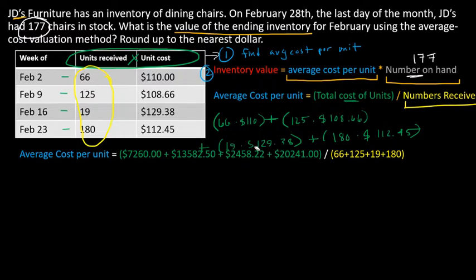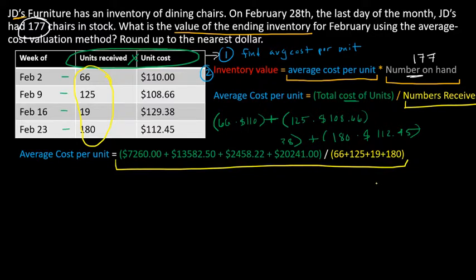When you are typing this into a calculator, be very careful about where you place your parentheses. I really recommend that you simplify everything step by step. Don't just try typing all of this in at once, unless you're a complete calculator master. Break things down step by step. So we simplify this using a calculator, and we find that the average cost per unit is $111.64.